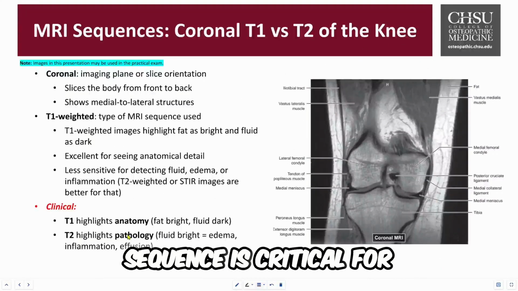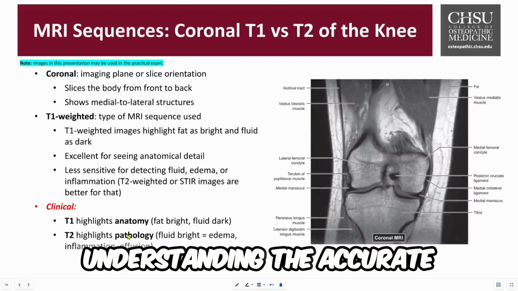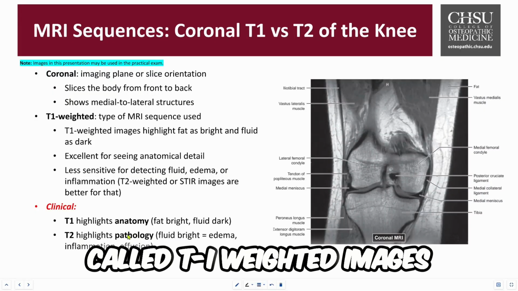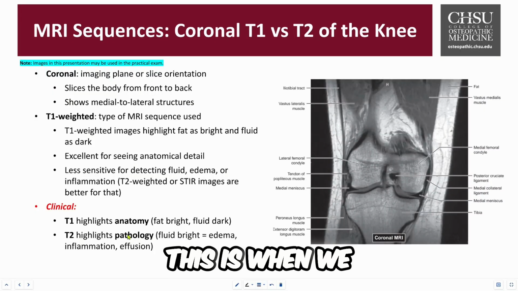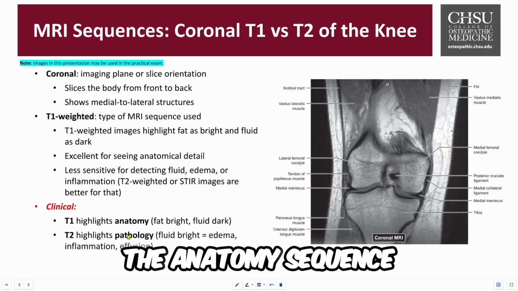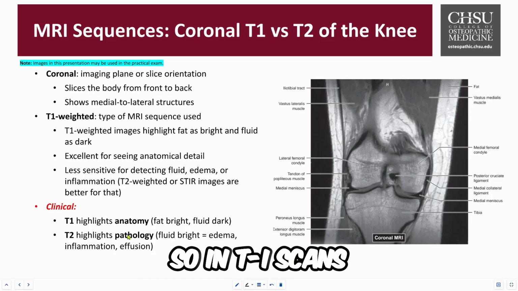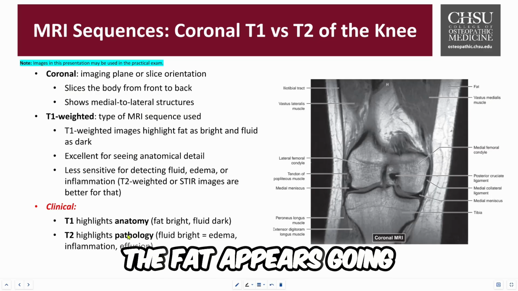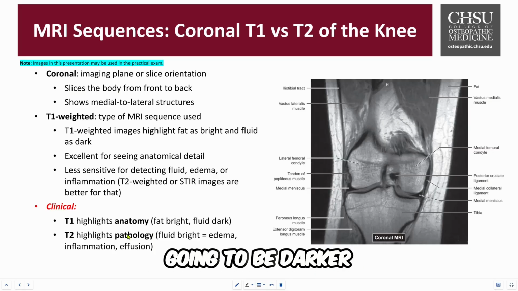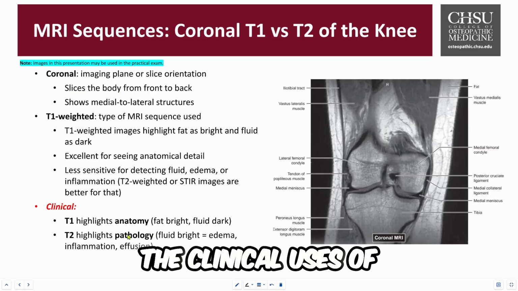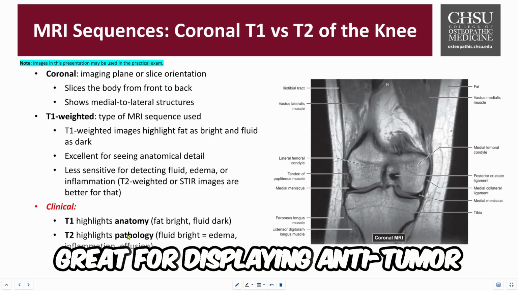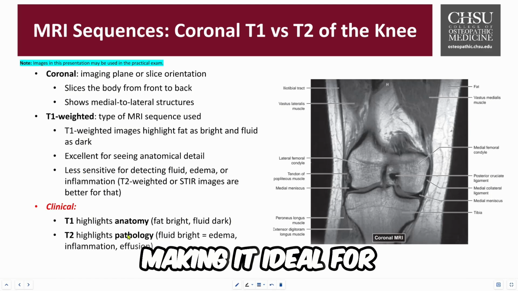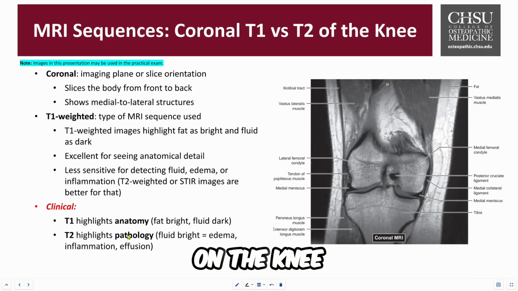Choosing the correct MRI sequence is critical for an accurate diagnosis. The first one is called T1 weighted images. This is when we have more focus on the anatomy sequence. In T1 scans, the fat appears really bright and the fluid is darker in color. The clinical use of this is that it's great for displaying anatomical details, making it ideal for visualizing the normal structures of the knee.